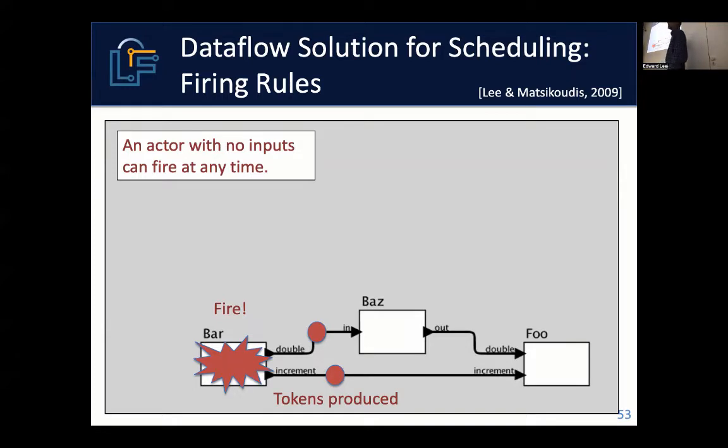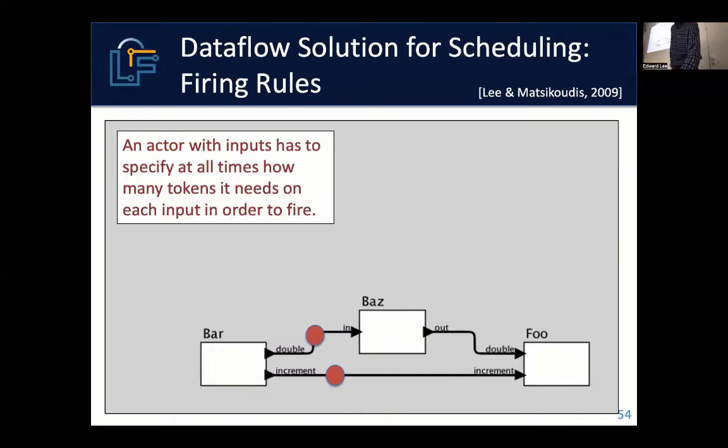Whether this actor is enabled right now depends on your firing rules. If your firing rules are such that it can be enabled by a token on either input, for example, then it's enabled. If your firing rules require a single token on each input, then it's not enabled. Right? So you have these firing rules that are all about just counting tokens. There's no timestamps here, right? It's just the availability of tokens.